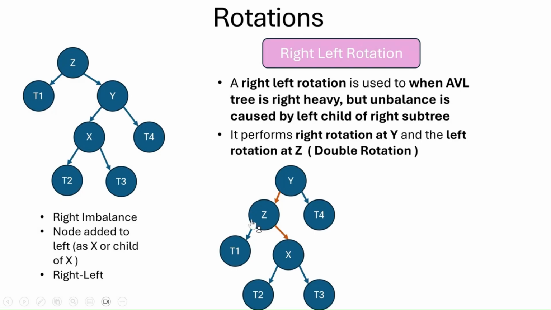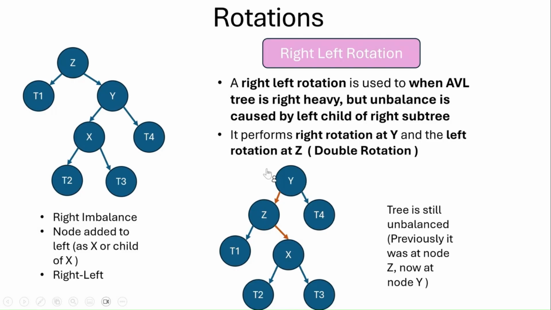But if we see here, the tree was unbalanced, and even after one rotation, the tree is still unbalanced, right? And now the tree is unbalanced at node Y. It was unbalanced at Z before, 1 minus 3 is minus 2. Now it is unbalanced at Y, 3 minus 1 is 2, which is not allowed in the AVL tree rules. So we can't solve it using just one single rotation. That's why we need 2 rotations.